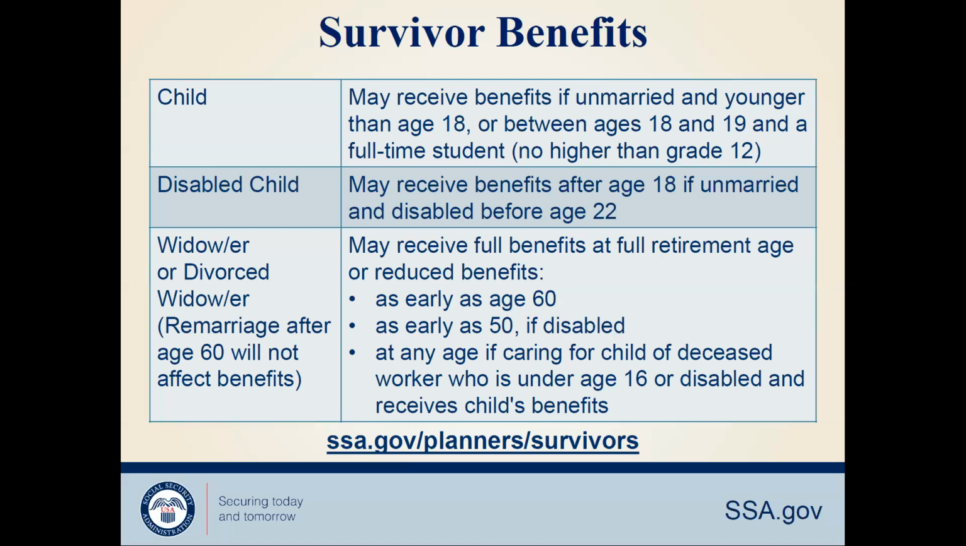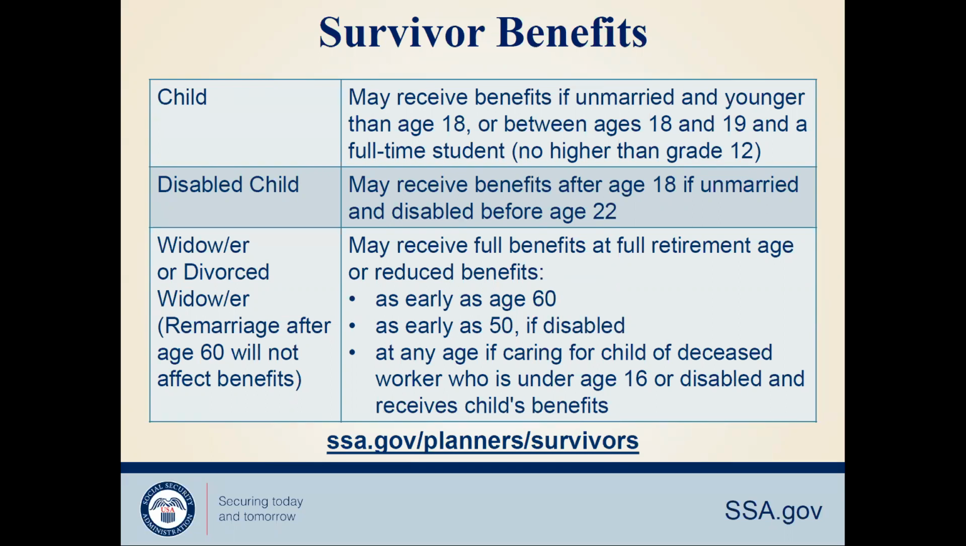A widow or widower, or divorced widow or widower, may receive full benefits at full retirement age, or reduced benefits at age 60, or as early as age 50 if they are disabled, or at any age if caring for a child under the age of 16 or disabled child. The length of marriage requirement for a widow or widower to be eligible for benefits is 9 months, and for a surviving divorced spouse is 10 years. There are exceptions to the duration of marriage requirements.